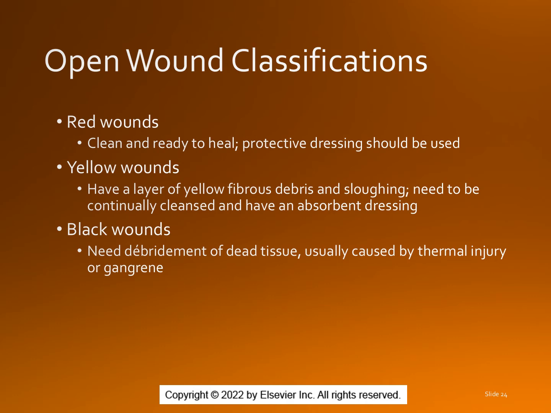Black wounds need debridement of the eschar in order to heal. Eschar can be mechanically debrided by a surgeon, softened by soaks or enzyme substances, and gradually removed as it separates.